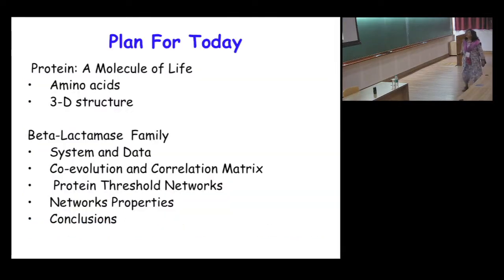So the plan for today is that I'll talk about proteins, give a little snapshot of it as an introduction. You've heard about 3 or 4 talks on the previous day regarding proteins, so I'll go very fast here. And then I'll come to the system that I'll be talking about, the beta-lactamase family, talk about the system and the data, construct the correlation matrices, look at the networks with threshold, and then the properties, and conclude with conclusions.